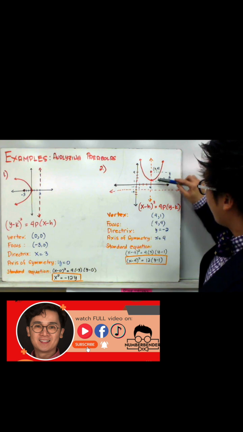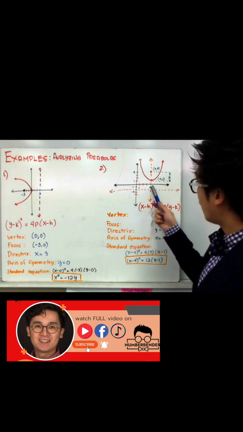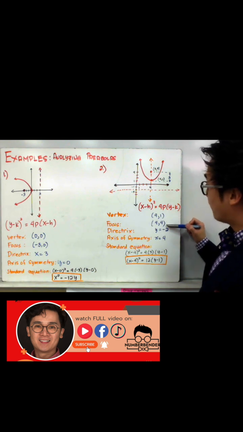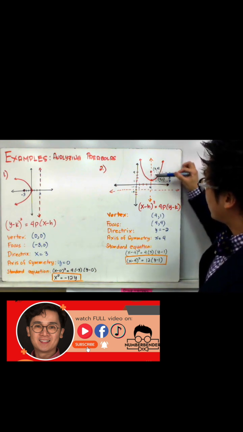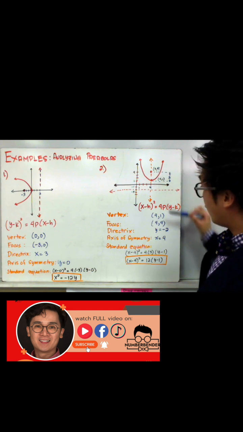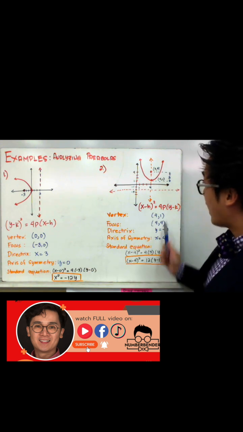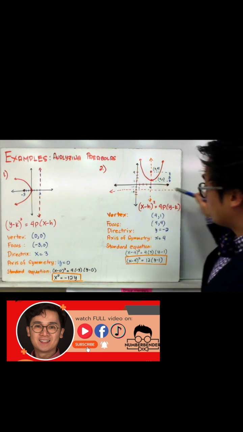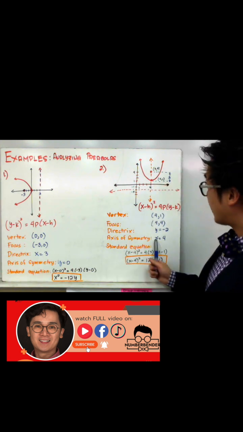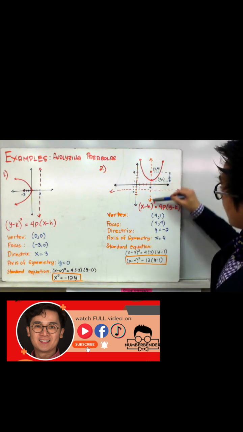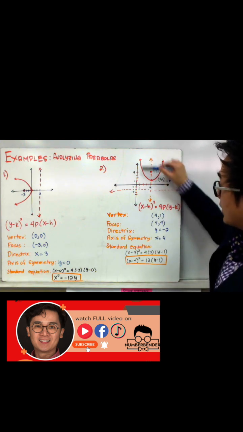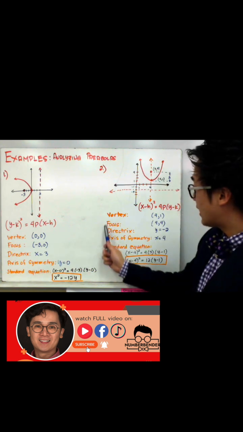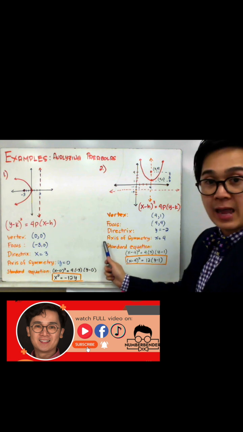To find the parts of the parabola in this graph, our vertex is at (4, 1) because the x value is 4 and the y value is 1. Our focus will be right here, at (4, 4). The directrix is a horizontal line at y equal to negative 2. The axis of symmetry is right on this line, which cuts through the middle of our parabola, at x equal to 4. So this is our vertex, our focus, our directrix, and axis of symmetry.